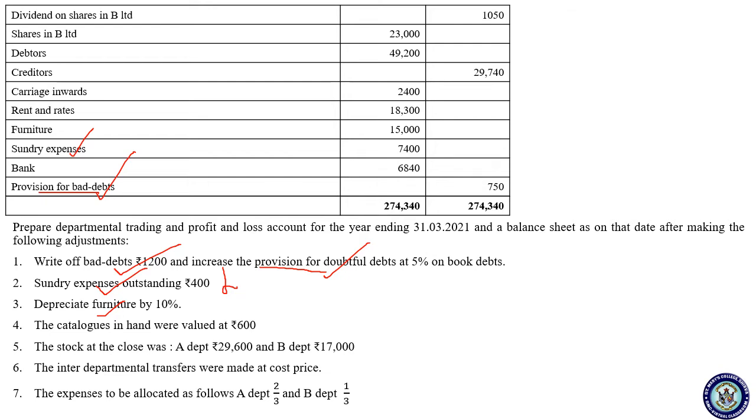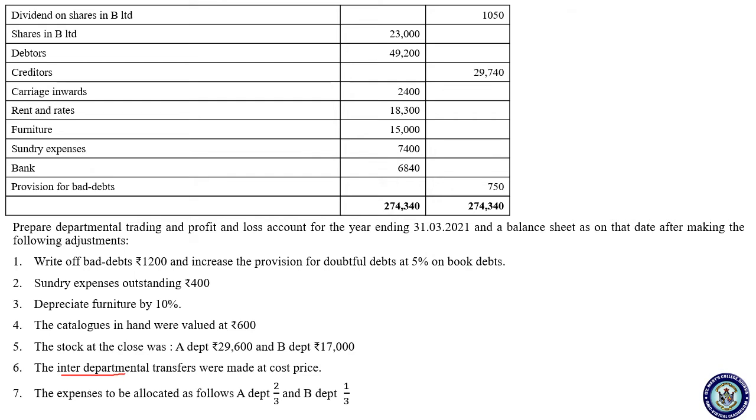Now, catalogs in hand were 600. When I solve the problem, I will explain how to treat the item. In hand means that it is a closing balance. So we have one format that we'll see when we solve it. Then there is a closing stock. Treatment: trading account credit side, and balance sheet asset side.